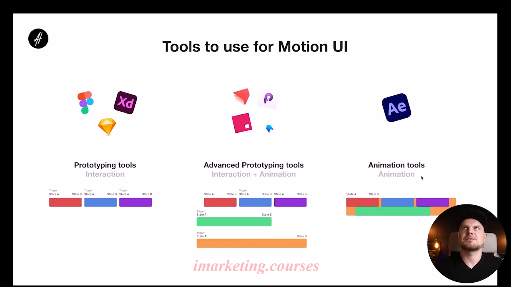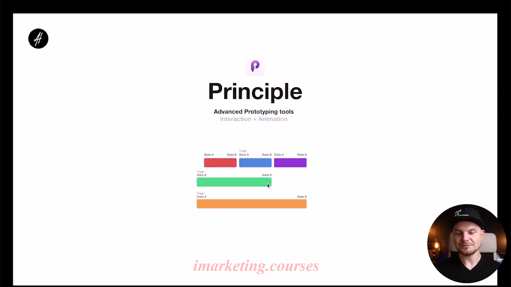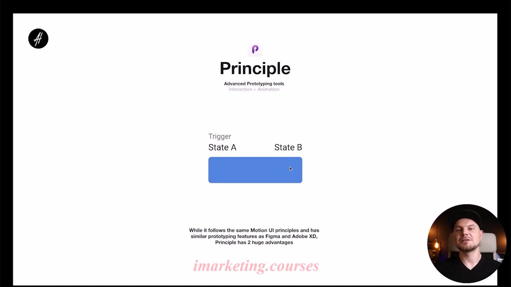Let's imagine we combine Figma and After Effects. What will we get? Something like ProtoPie or Principle. Here, as you can see, Principle is in the middle. It's an advanced prototyping tool. It combines interactions and animation. What does it mean? First of all, this is what you can see here. Maybe it's really hard to understand why we have one animation here, another one here, another one here. Here's the explanation.